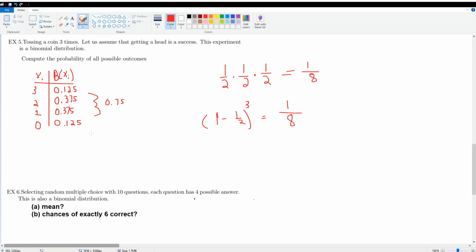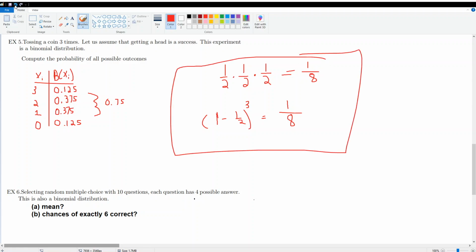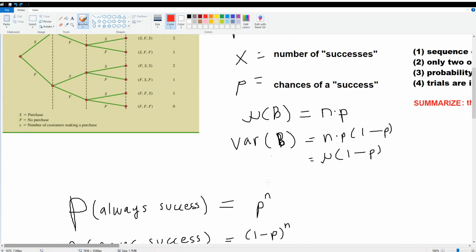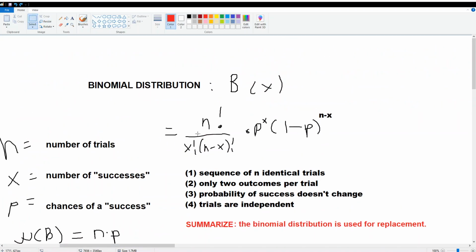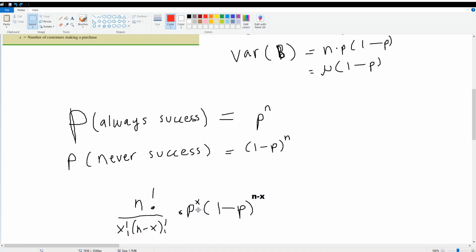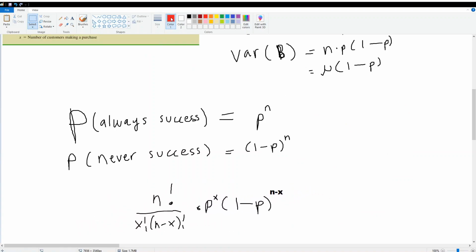Now, I want to point out that for 3 and 0, we actually just found shortcuts. So I'm going to introduce you to those. These are the binomial shortcuts. You get to use the binomial shortcuts when we are looking for always success or never success. And here's why this is the case. So I'm going to copy paste this formula and show how this formula simplifies down to these 2. Let's start with our first one. If we always succeed, n factorial, we don't know what it is, doesn't matter. If we always succeed, then x is equal to n, because we have n successes in total. So this becomes n factorial.